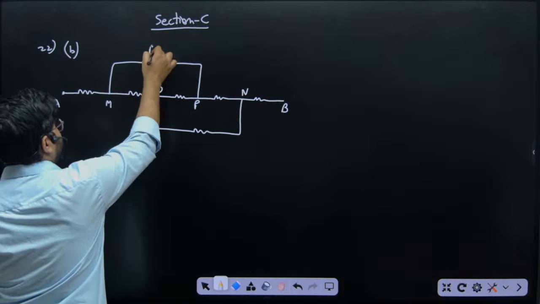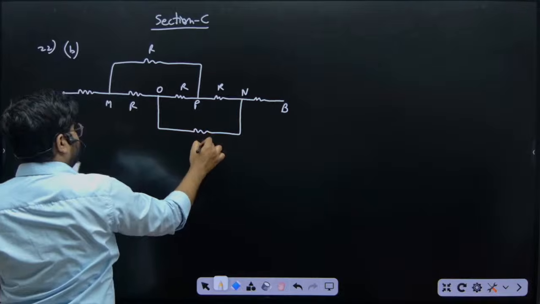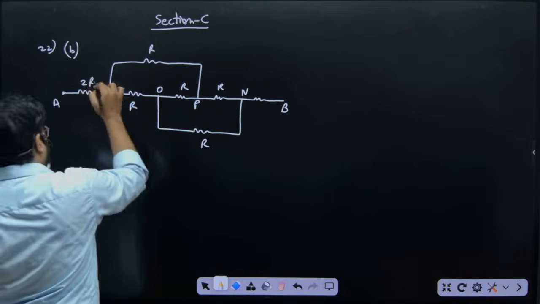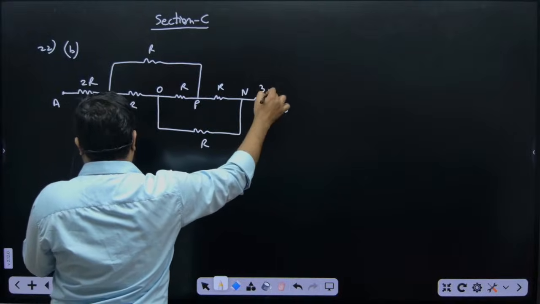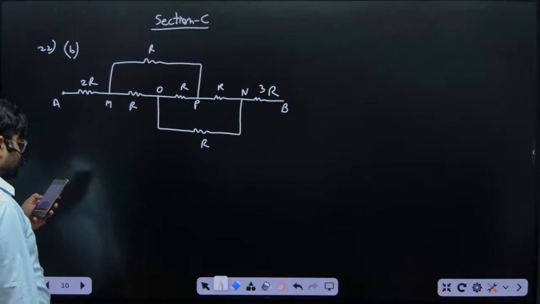Okay. This is R. So this is a Wheatstone bridge. You can tell, I hope. So the equivalent resistance between A and B we have to find.